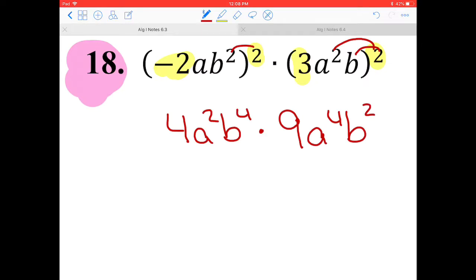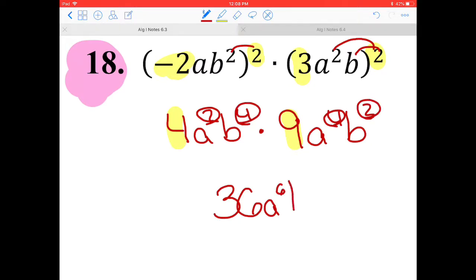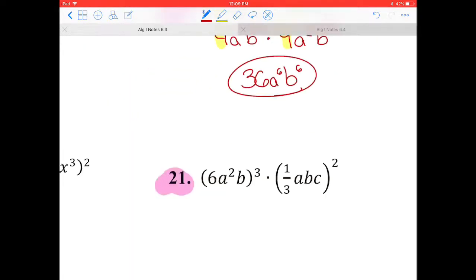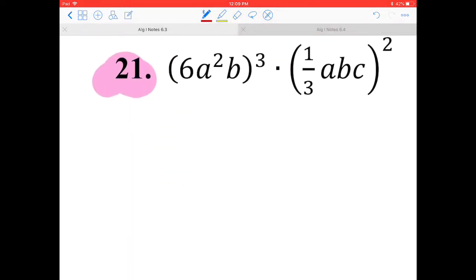Okay, now we'll do the multiplication. 4 times 9 is 36. A, we have 2 and 4, that makes 6. And then b, 4 and 2, again makes 6. There's your final answer. All right. Below this, 21, fractions. Gotta love it. All right.